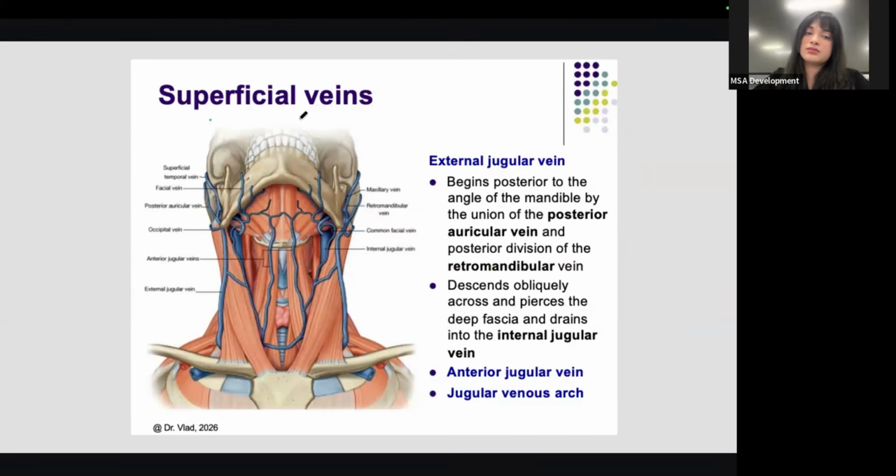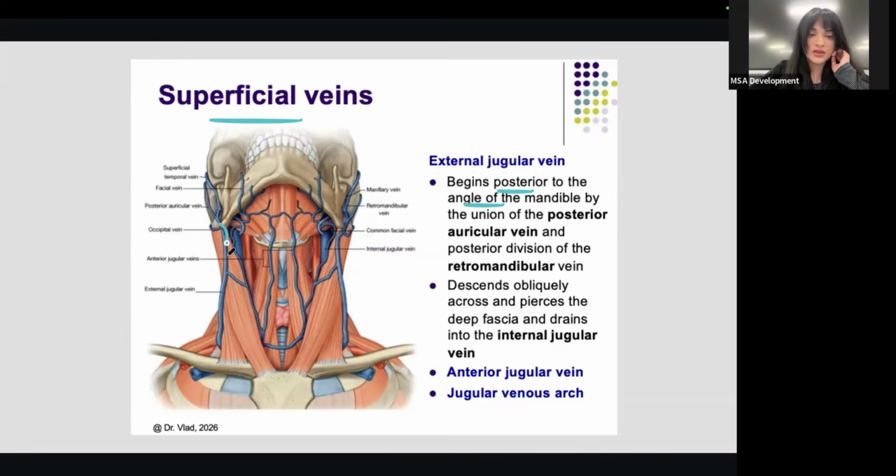Then we move on to more superficial veins. Okay, so this is basically where the external jugular vein is on the muscles. So the external jugular vein begins posterior to the angle of the mandible. So this is the angle of the mandible, it's behind that. And then union of the posterior auricular vein and posterior division of the retromandibular vein. So these two veins are going to join and they're going to give you the external jugular vein, right? So this is over here.